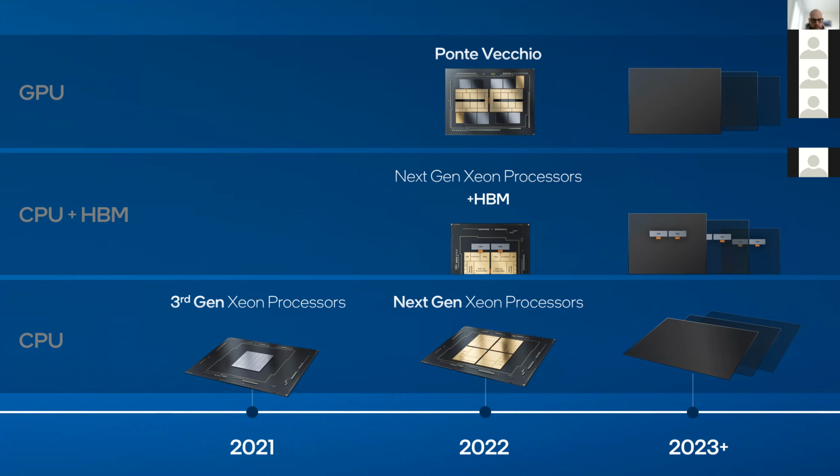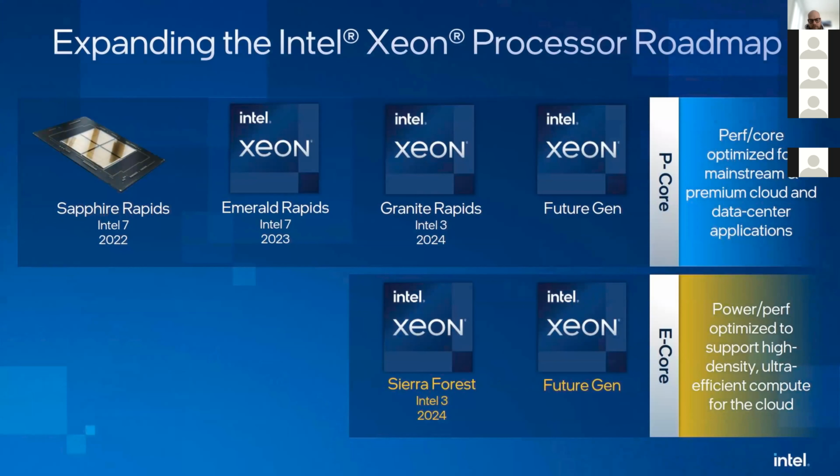Let me give you some more details on the CPU side to let you understand what we will focus on and what will be the main innovation. So as I said, on the CPU side, we will have Sapphire Rapids in 2022, Emerald Rapids will be released in 2023, and then also other generations of CPUs, like Granite Rapids.